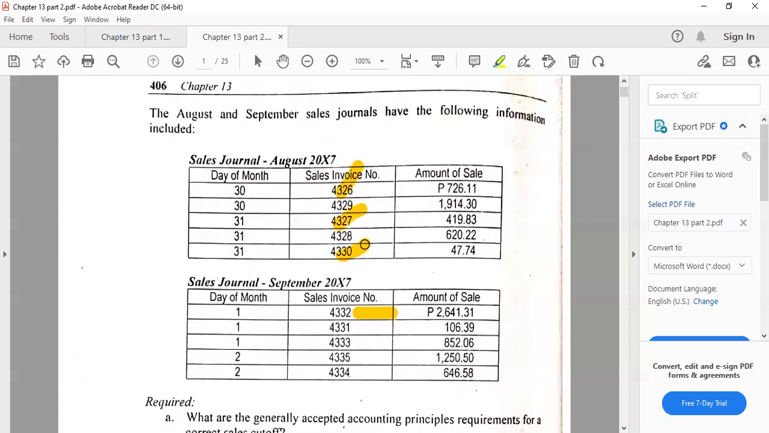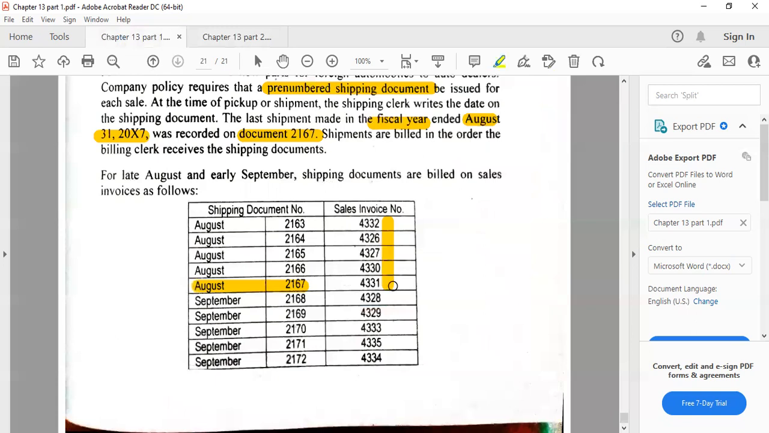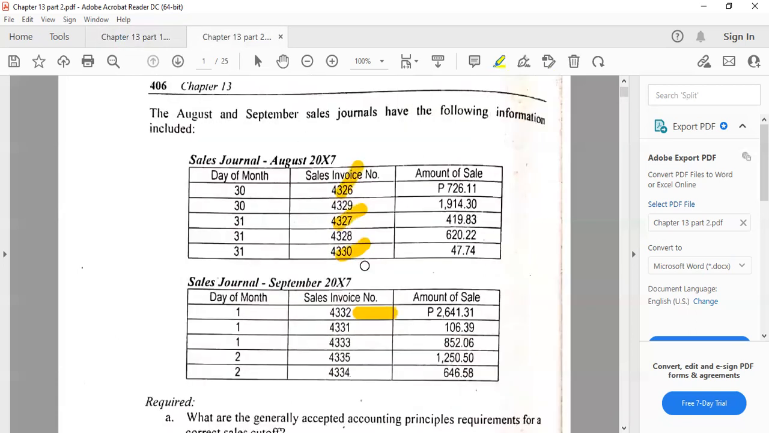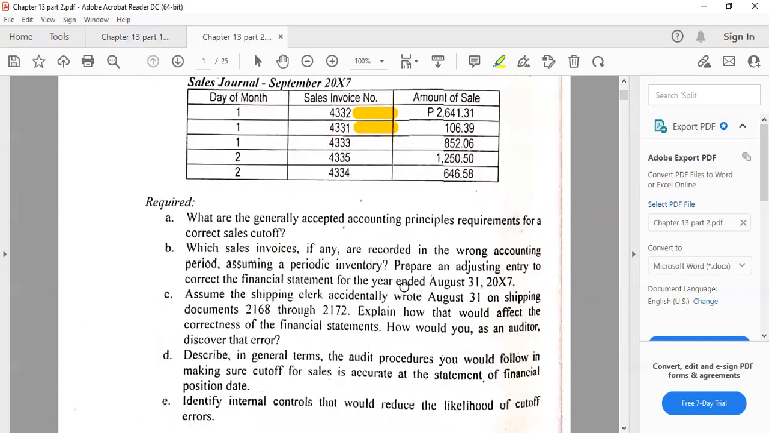4330. Correct. 4331. Here. So, it was erroneously recorded pagka September na. So, dire, sa August po, na ay nasayop o include kaning 4329 o 4328. So, dapat kani silang duha August, kana silang duha sa September.